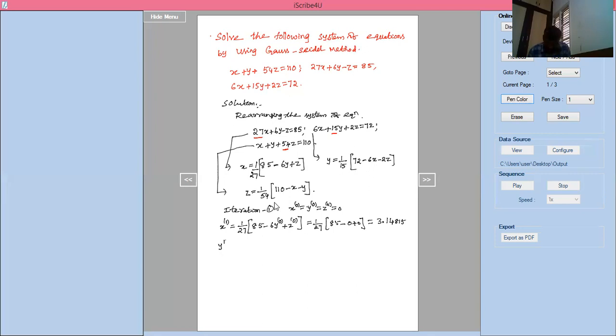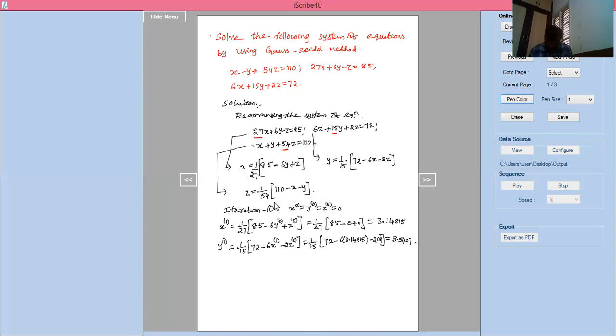Similarly, for y of 1, I will use the new value of x. y of 1 equals 1 by 15 into 72 minus 6 into x of 1 minus 2 into z of 0. x of 1 is 3.14815, and 2 into z of 0 is 2 into 0. If you simplify this, you will get y of 1 equal to 3.5407.